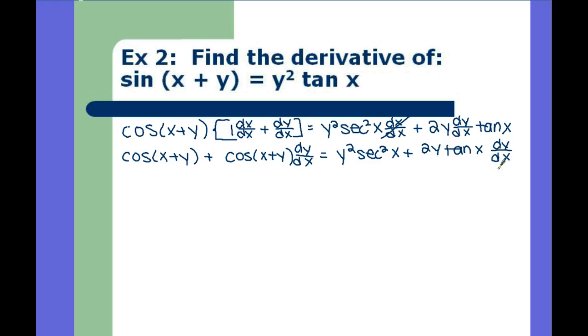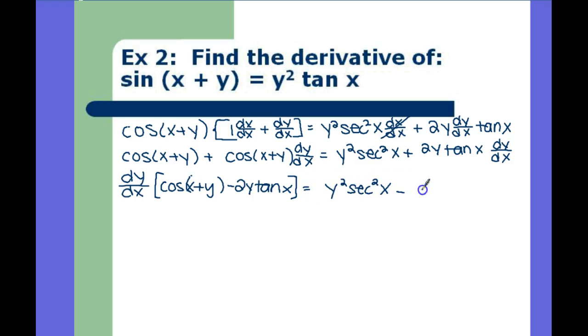We always want dy/dx on the left, so we have to move over the 2y tan x. We don't want the cosine(x plus y), so we move it. So you get dy/dx times cosine(x plus y) minus 2y tan x equals y squared secant squared x minus cosine(x plus y).